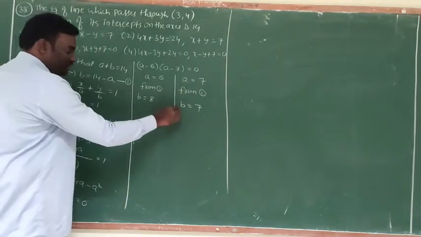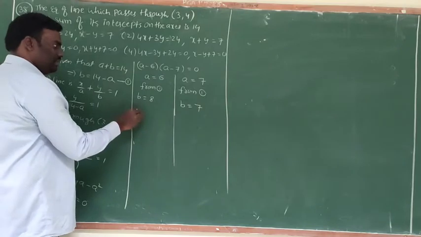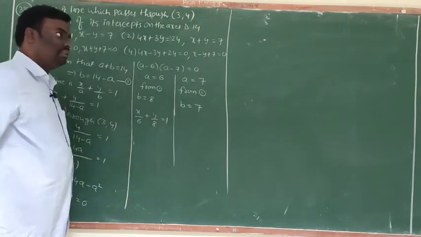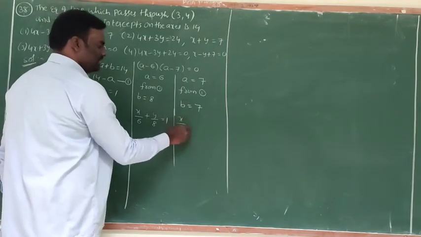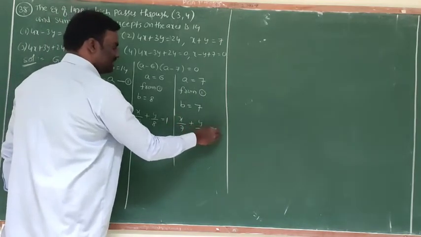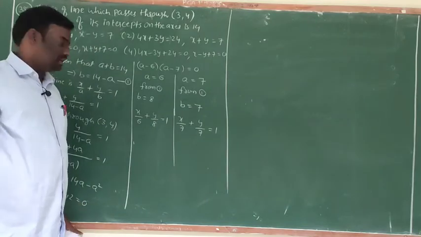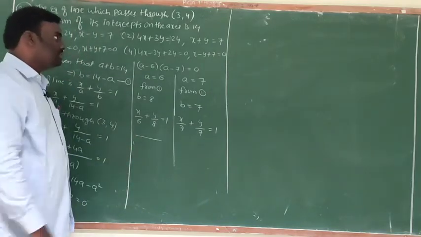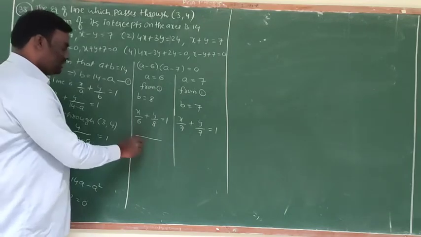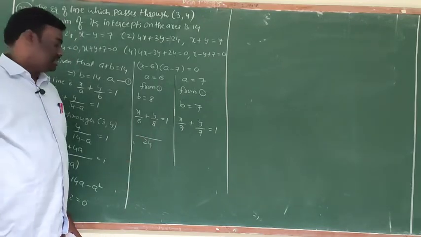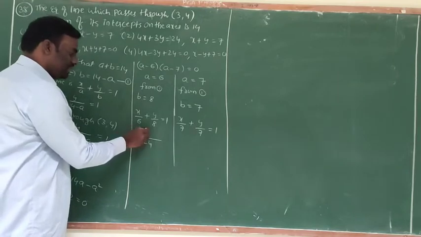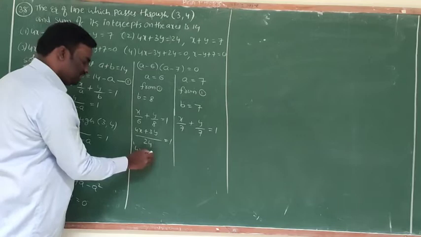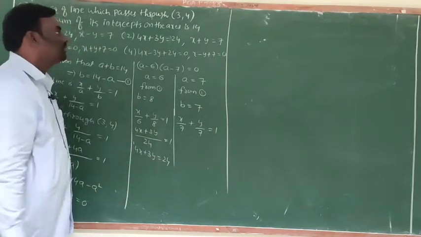So finally here we got x and y. Then x by 6 plus y by 8 equals 1. Here x by 7 plus y by 7 equals 1. Now I will take the LCM. What is the LCM of 6 and 8? 24. 6 how many times? 4 times. 8, 3 times. Then 4x plus 3y equals 24.